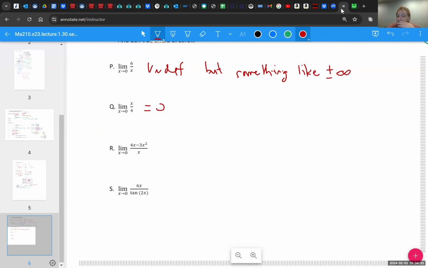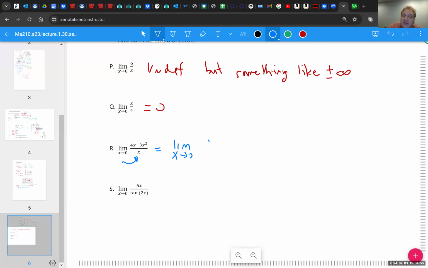Next, 4x minus 3x squared over x. If I try to plug in x equals 0 right in here, I have a 0 in the denominator. Again, not really sure how to calculate that, but we do know that we can oftentimes simplify polynomials algebraically. And this one I made can be simplified.